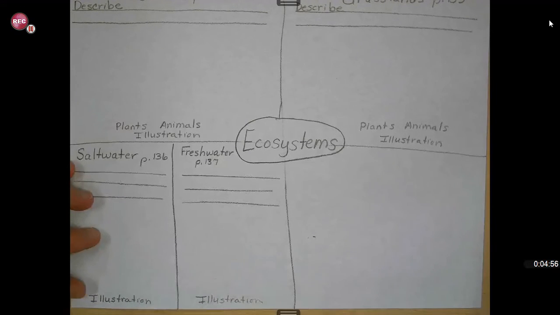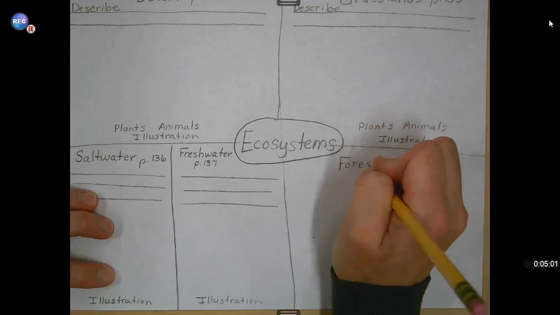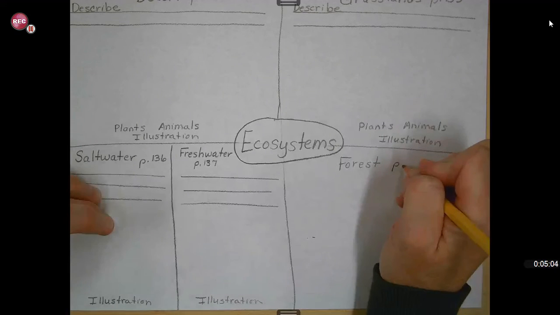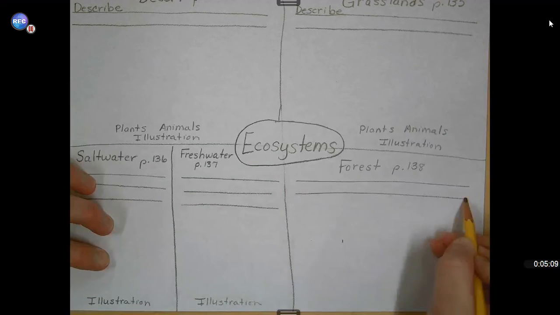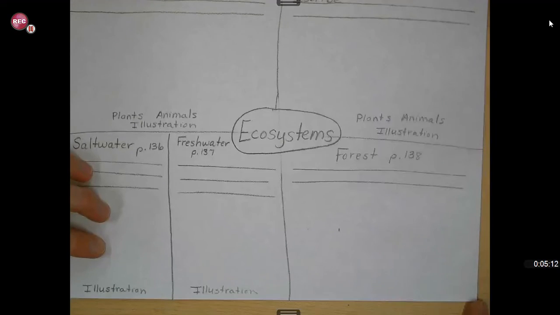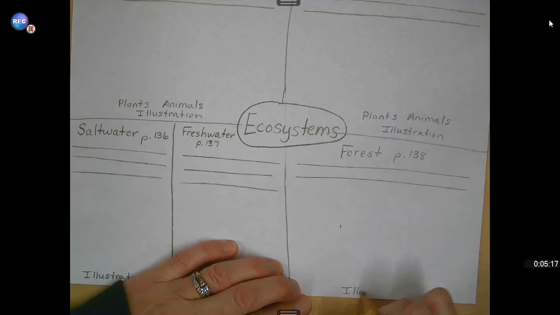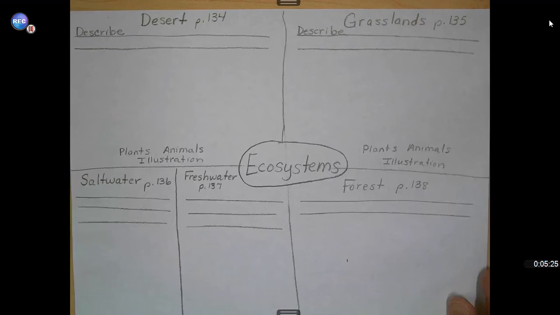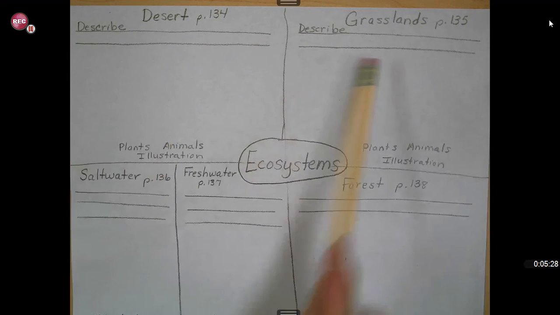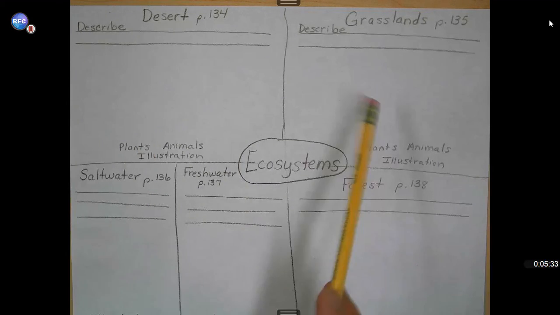And then the last ecosystem that you're going to be writing about and drawing about is the forest ecosystem, and you'll find that on page 138. So again, I'm going to draw some lines to help give me room to describe the forest ecosystem, and then down here you'll do another illustration of the plants and animals that live in those ecosystems. So read carefully, make sure you use the information from the text to help you describe the different ecosystems, and also the photographs to help you with your pictures.